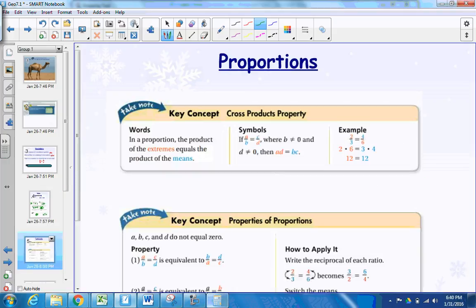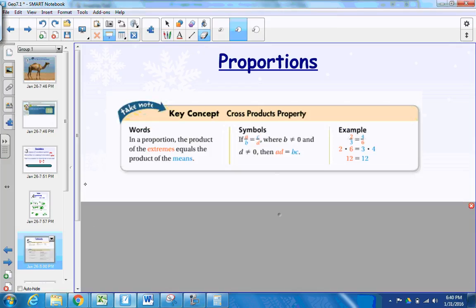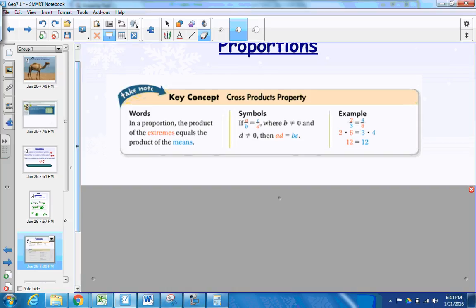Now a little bit about proportions before we finish up here. So proportions, remember, are an equation comparing two ratios. So kind of like right here, this is our proportion. A over B is equal to C over D. All right. Now the cross products property. That's the first one we have here. It's not a theorem. It's just a property that we're highlighting.